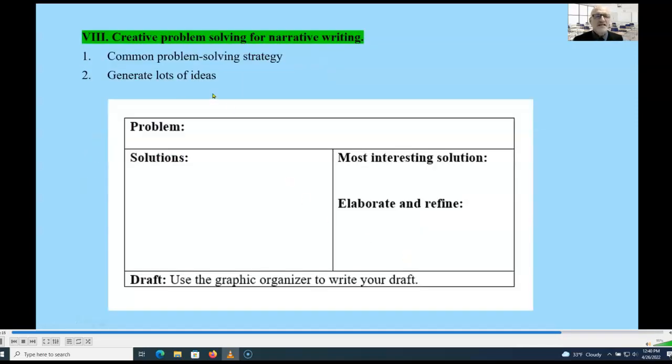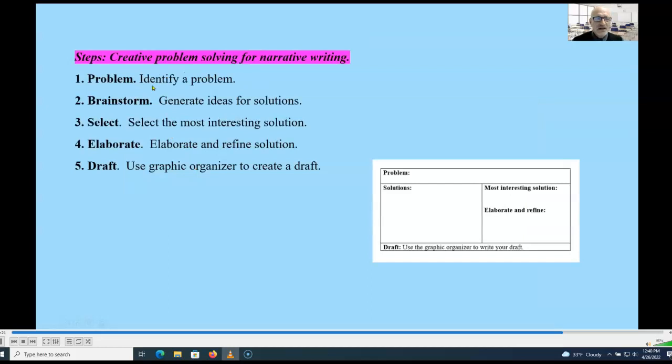Creative problem solving, same thing. A common problem solving strategy where you want to generate a lot of ideas. Identify a problem, generate a lot of ideas without evaluating, that's the brainstorming. Select the best or most interesting solution, elaborate and refine, and this is used then to create your draft. It's a graphic organizer used to create the draft.